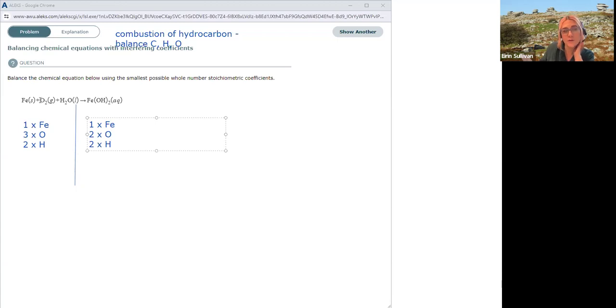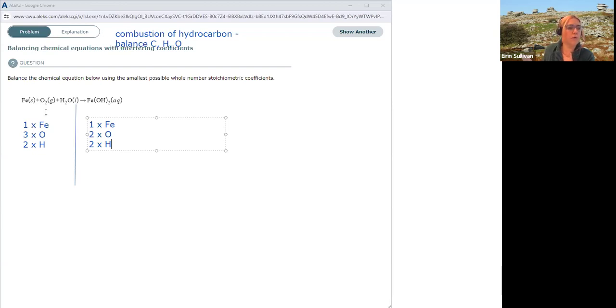Okay, so because the oxygen is complex, I want to leave it till last. So at the moment, my hydrogen's balanced, but my oxygen isn't. My iron is balanced, but my oxygen isn't. So I want to end up with an even number of oxygens because I'm always going to have an even number of oxygens on the right-hand side, and I've got 1, 2, 3 on the left-hand side.